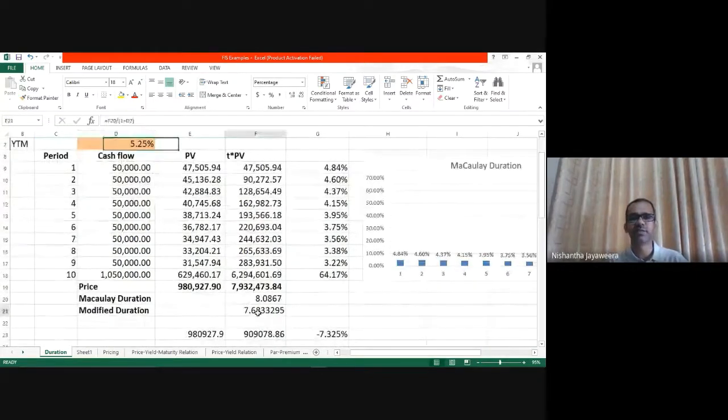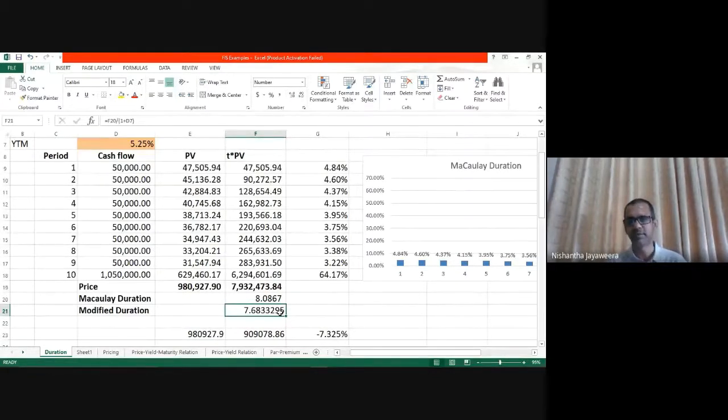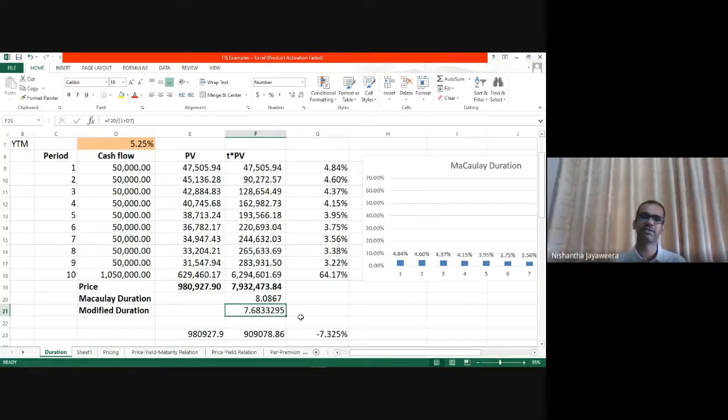So what does it mean? If the interest rate changes by 1%, the price of this bond will change by approximately 7.7%.